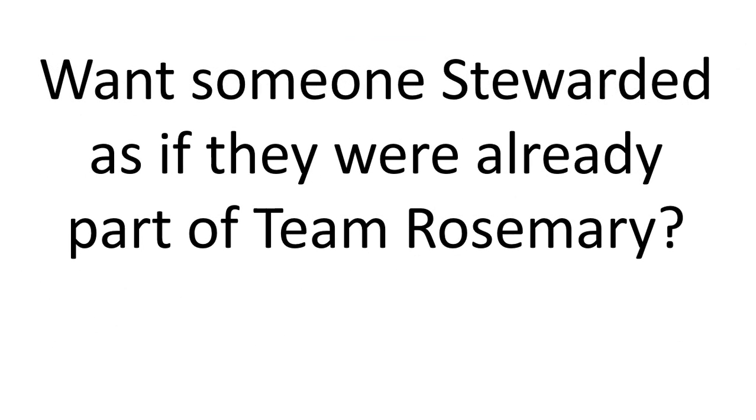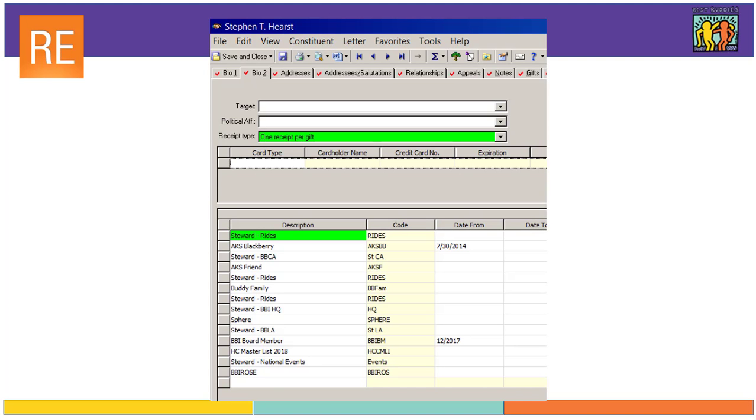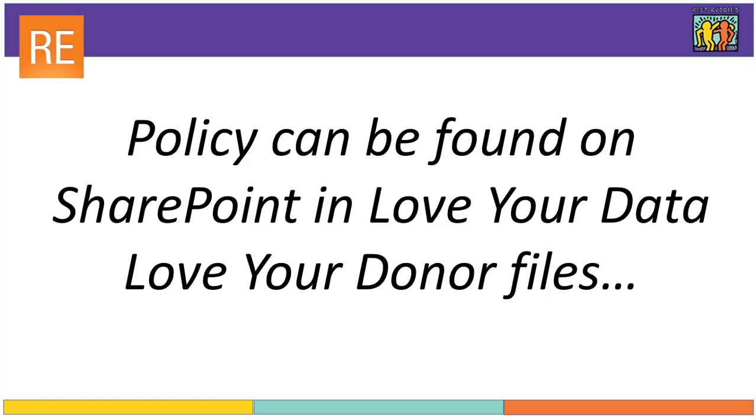Do you want someone stewarded as if they were already part of Team Rosemary? This happens sometimes. Well, we can help you out. Just open up that donor's record or constituent's record, go to the Bio 2 tab, and add the BBI Rose code to their constituency. Now remember, our Team Rosemary policy can be found on SharePoint in the Love Your Data, Love Your Donor files.